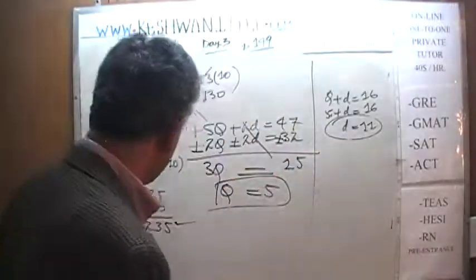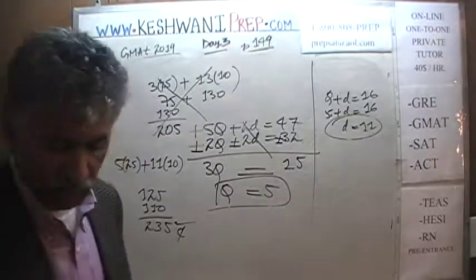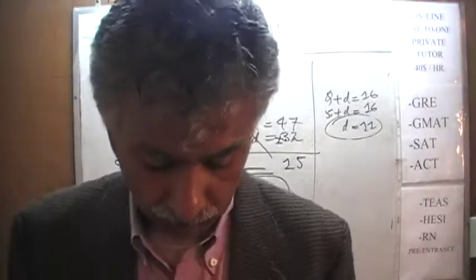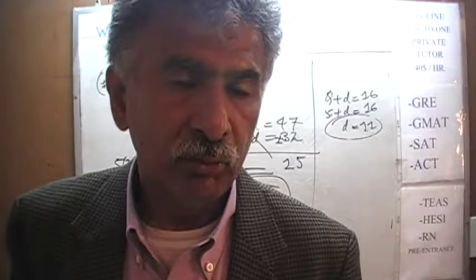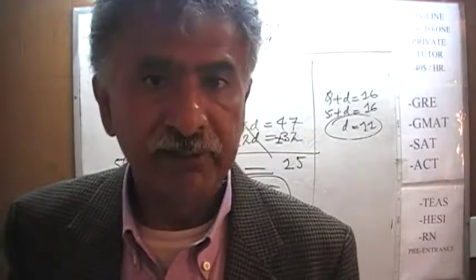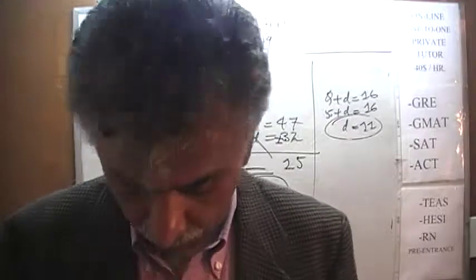It checks out. It is $2.35, we were told, the amount of money the person had in change, in coins, in quarters and dimes, and that's exactly what we find at the end.